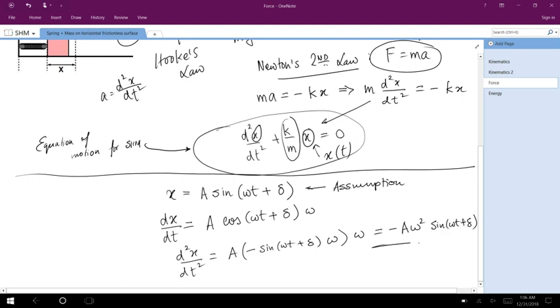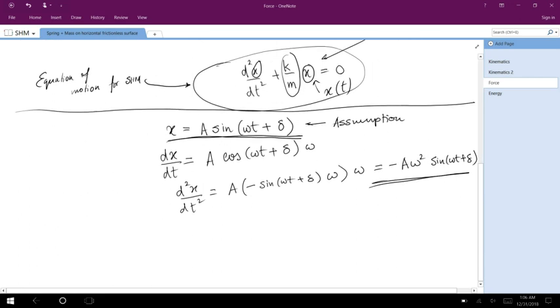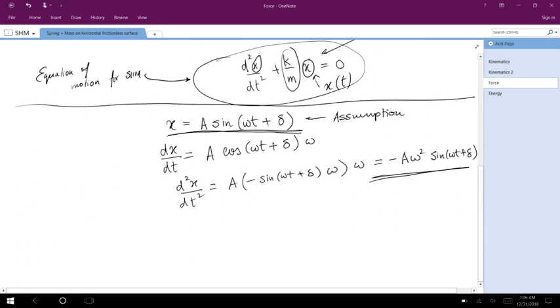So now if you compare this function, negative a omega squared sine omega t plus delta, and our original function x equals a sine omega t plus delta, you see both functions have sine omega t plus delta and look similar. So there's a possibility that this set of equations will solve our differential equation. Let's try to plug them in and see what we get.